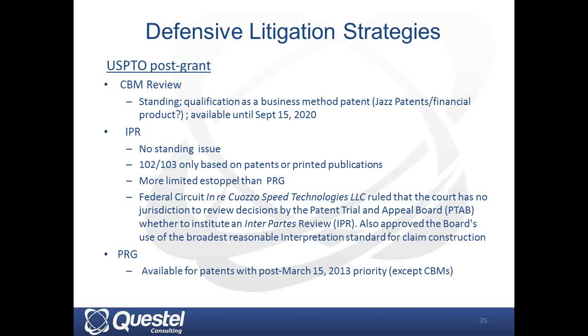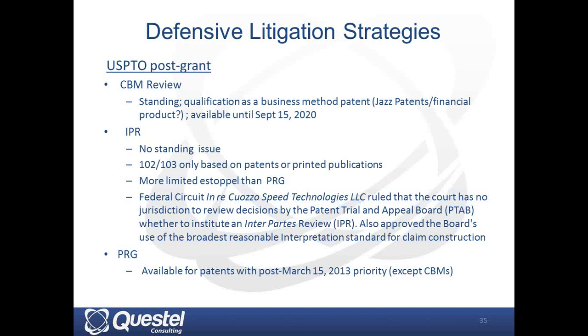Those are available to September 15th, 2020 under the AIA, and will disappear after that period of time. IPRs, there's no standing issue in IPR, which can be good and can be bad, I guess. It's good if you're looking to defend yourself against the PAE, but we have seen with the Acorda case, hedge funds getting into this area and filing IPRs, and that's an unintended consequence of the IPR process. But as far as defending against PAEs is concerned, there's no standing issue.